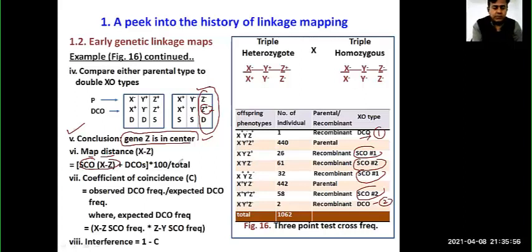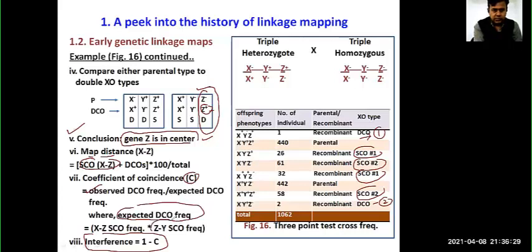Right? What is the coefficient of coincidence? And see if you are able to calculate, then only you can calculate the interference. Because nowadays they are asking the interference. Getting my point? So observed DC frequency, expected DC frequency. How you can calculate the expected DC frequency? This is very important.